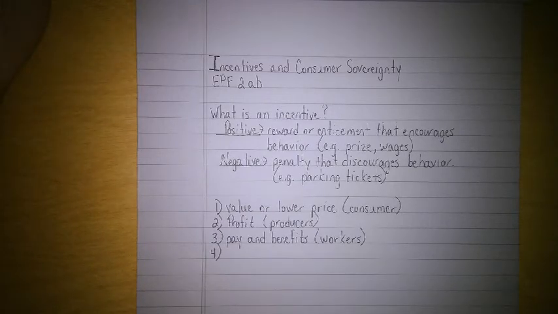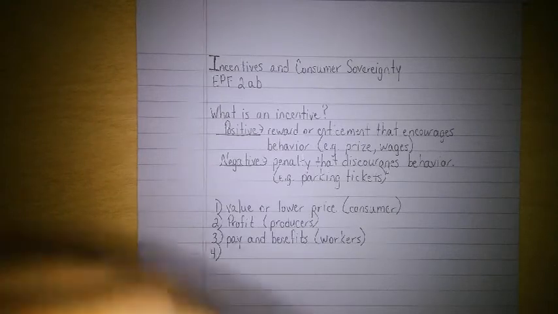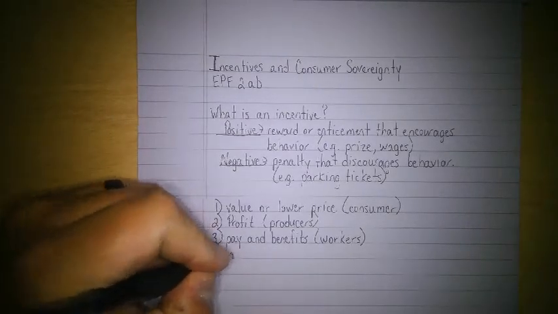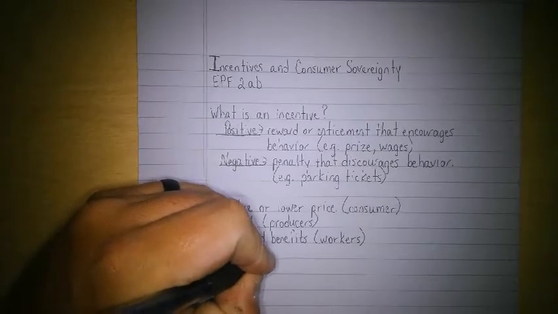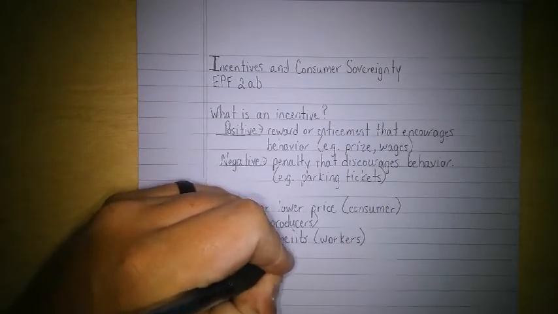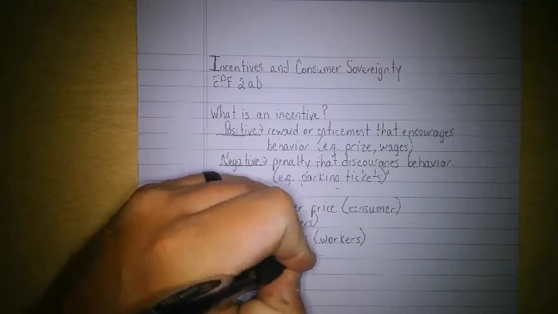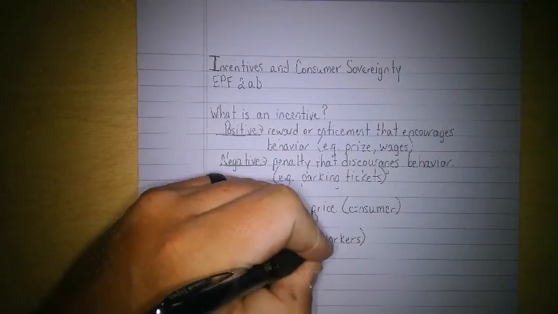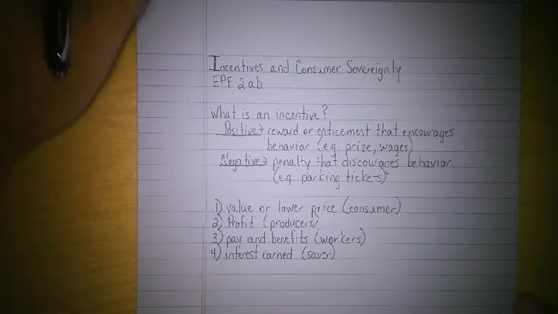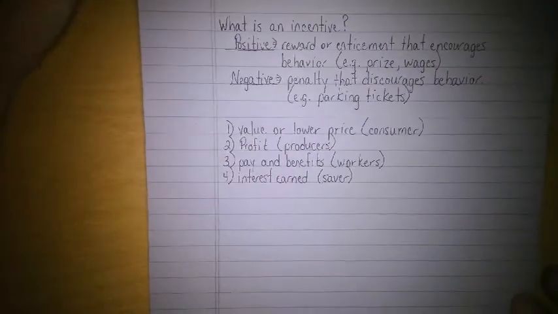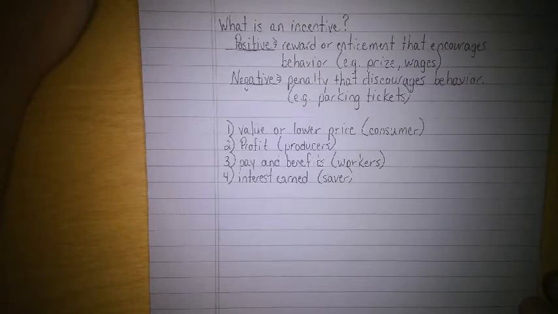You guys understand that? So, from a saver standpoint, put down where it says interest earned. Interest earned. That's an incentive for a saver. They want as much money as they possibly can get out of that, okay? Those four make sense thus far? You guys with me? Okay.